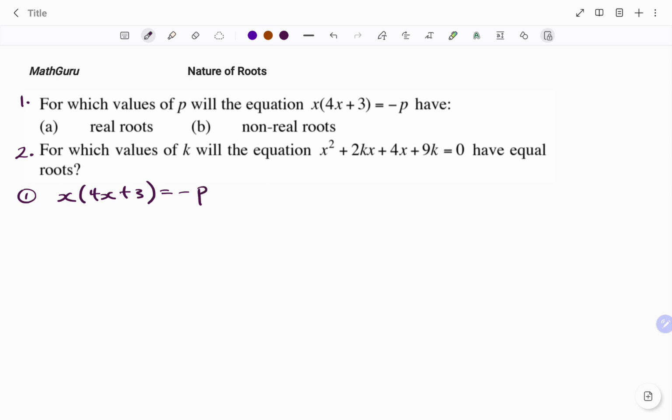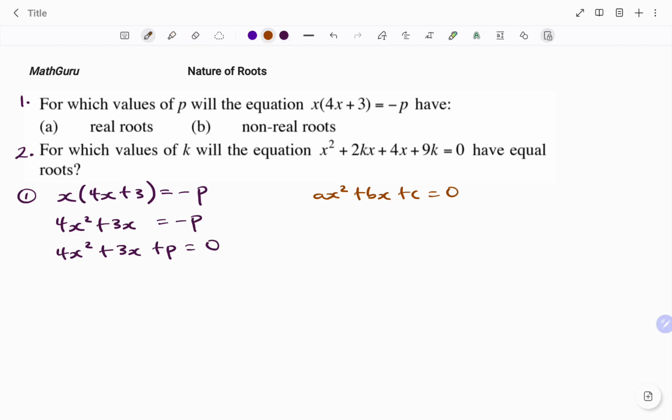The first step is to rewrite my equation in the standard form, which is ax squared plus bx plus c equals 0. So what that means is I'm going to expand the bracket for 4x squared plus 3x equals negative p, and then move my negative p to the left hand side. I have 4x squared plus 3x plus p equals 0.